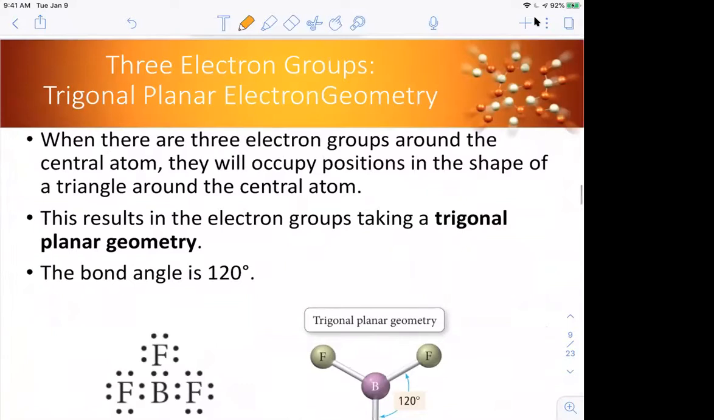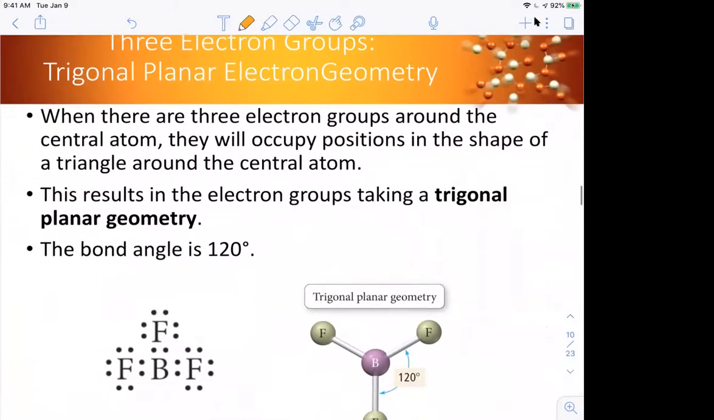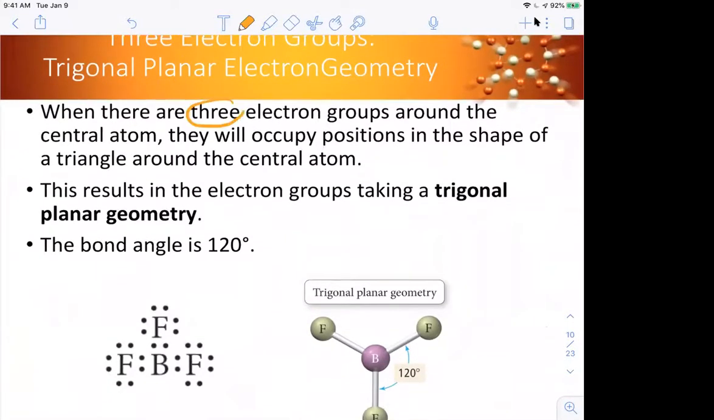If I have three electron groups, what I'm going to see is the shape of a triangle around the central atom, and this is going to be the trigonal planar geometry. All of the atoms are in the same plane.